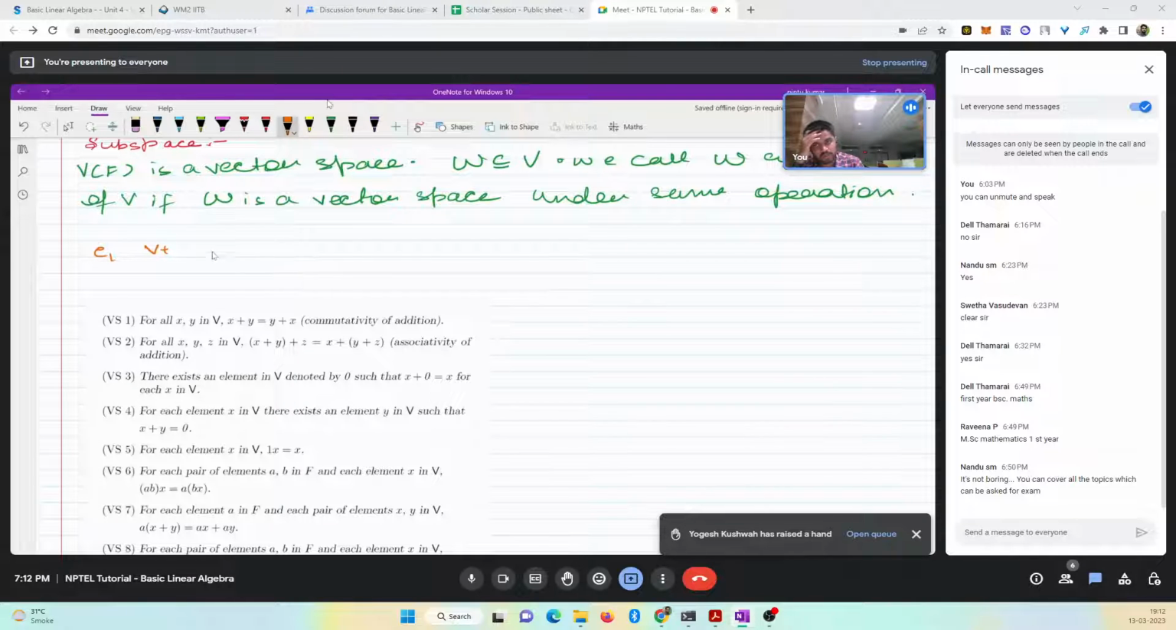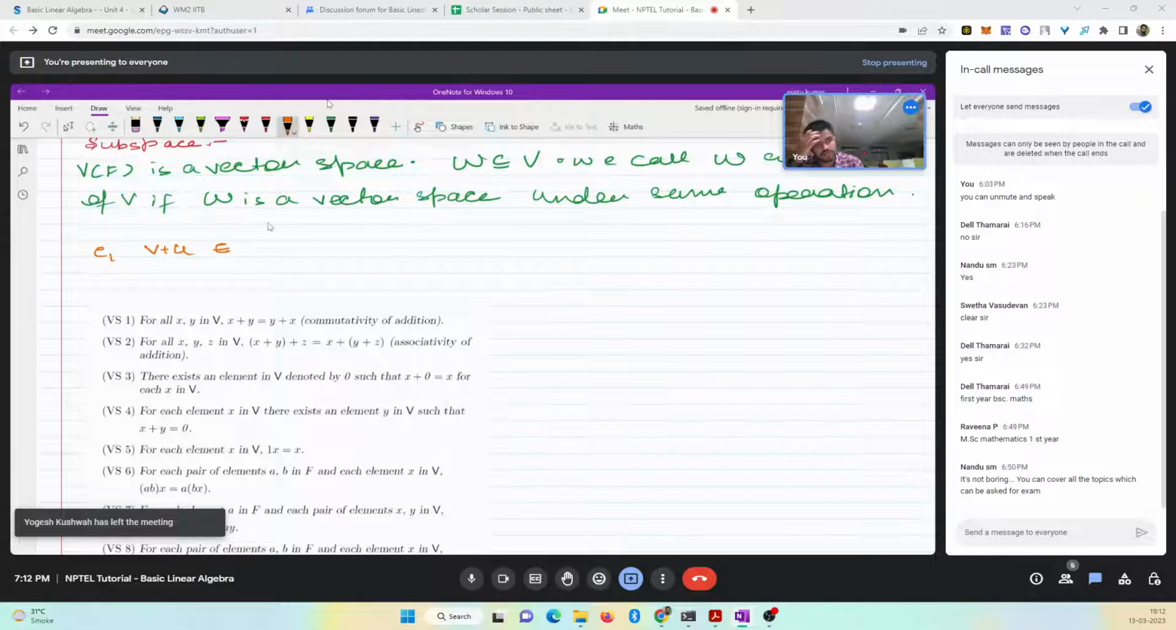Okay. So what was our property E1? E1 was that v plus u belongs to V, and the next is that c dot v belongs to V. This is E2.